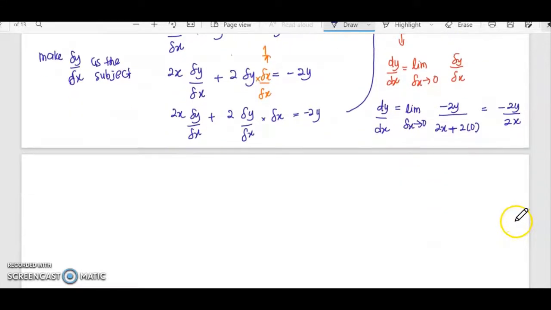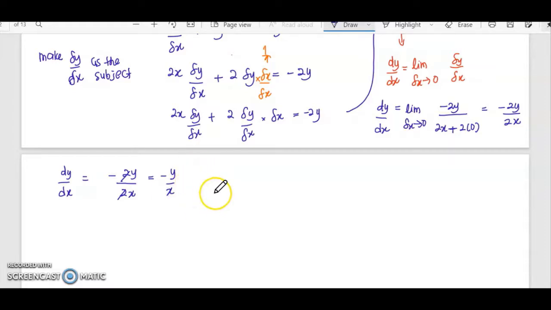Okay, tak habis lagi cerita kita. Saya sambung lagi kat sini. Okay, so dy over dx, dah tak ada delta dah tau sebab kita dah letak limit tadi. So it will be negative 2y over 2x. So this one kita boleh potong. So end up dengan negative y over x.